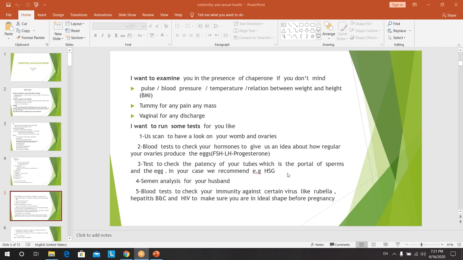Sometimes it may be reasonable to say hysteroscopy or sometimes laparoscopy and histopathology. Semen analysis for your husband and blood test to check your immunity against certain viruses like rubella, hepatitis B, hepatitis C, HIV to make sure that you are in ideal shape before pregnancy. So this is the investigation or the tests you will offer the patient coming with a fertility problem. Ultrasound for the uterus and ovary, blood test for the hormones to check ovulation, test for tubal patency like hysterosalpingogram, semen analysis for her partner, and the blood test for infection.